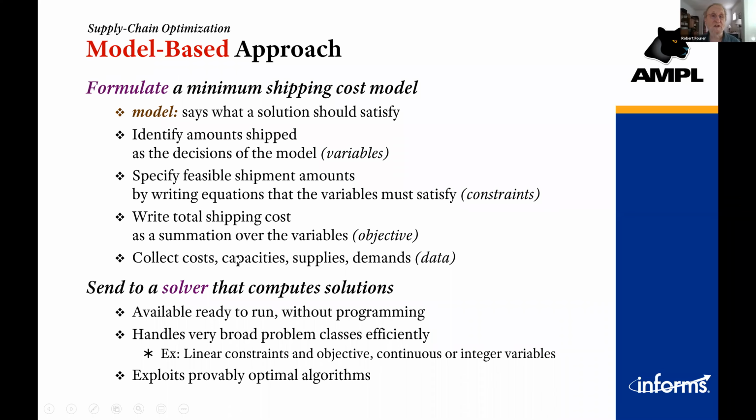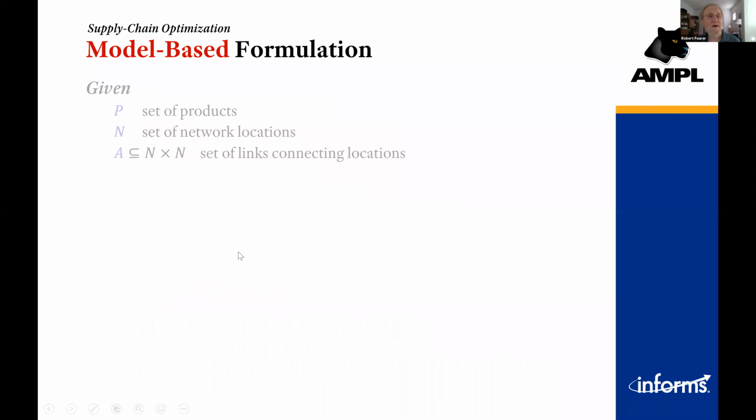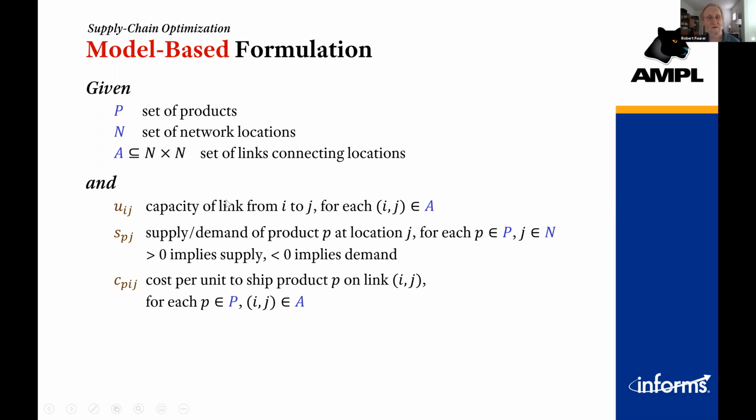Just as an example of a formulation, for my previous problem, I would have a set of products, a set of network locations, a set of links, and here's my data: capacities from I to J, and supplies, and costs for each product shipped from I to J. In this part of my formulation, I'm just describing the data. The rest of my formulation, I describe the problem.